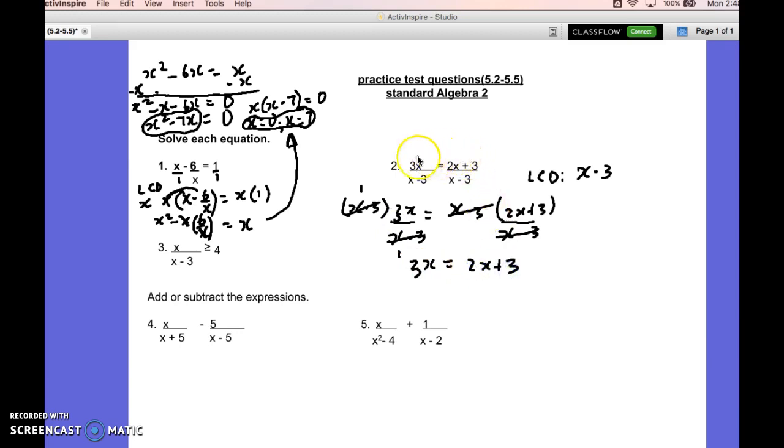And if you look carefully, you see it's just the numerator here and the numerator here. So what does that tell us? When the denominators are the same, we can just set the numerator of the left side equal to the numerator of the right side and work that out. And that's exactly what we're going to do now. We're going to subtract 2x from both sides. When we do, we get x equals 3.